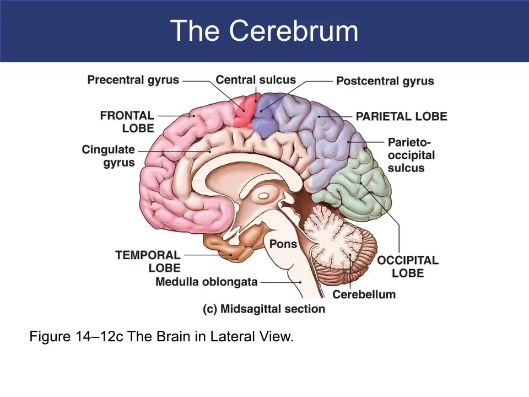What's this white thing here called? Corpus callosum. What does the corpus callosum do? Allow communication between the two. Yeah, what do we call those? A commissure? It's a commissure that carries information from one side of the brain to the other. It's the biggest one.